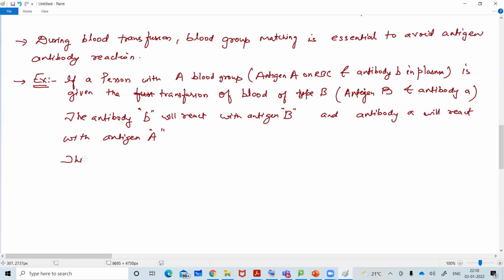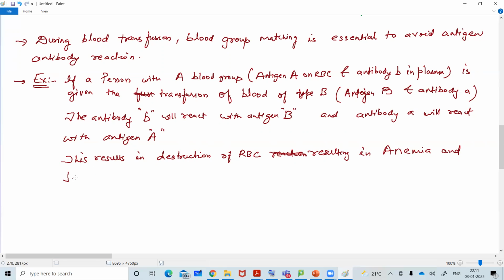So you can say that this results in destruction of RBC, resulting in either anemia and jaundice. So these are the two cases.